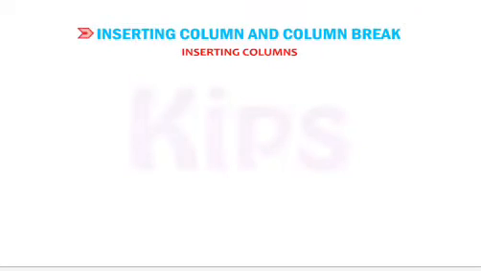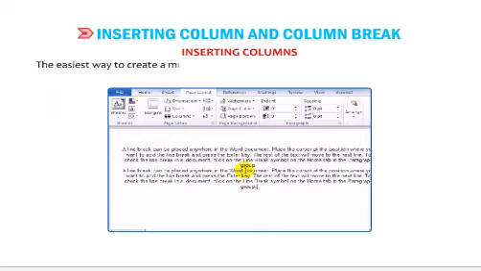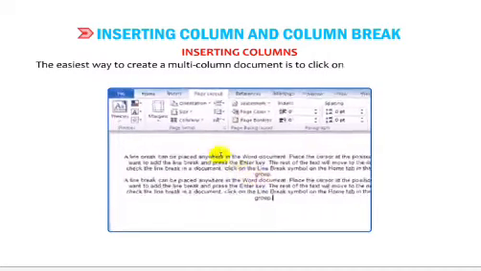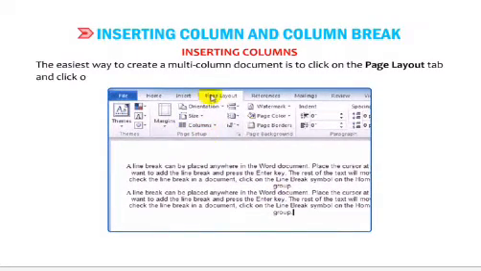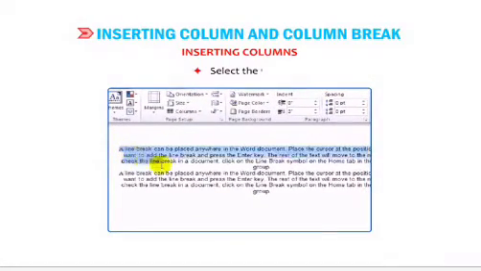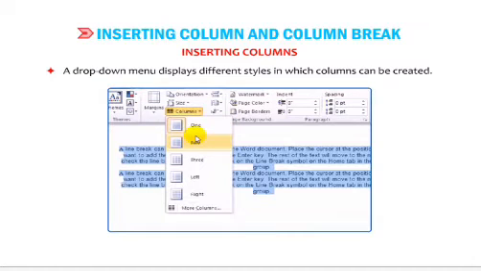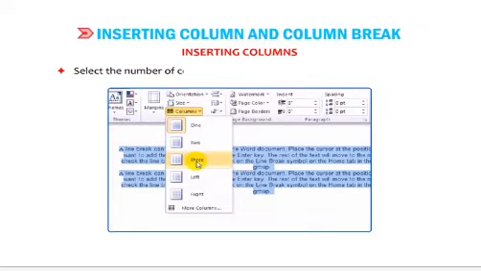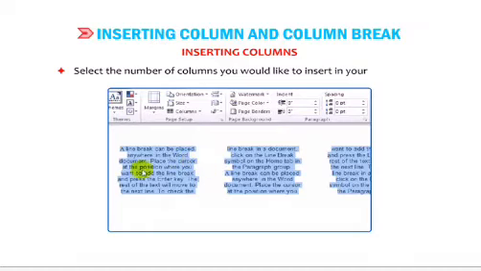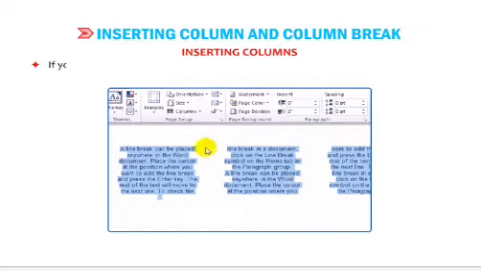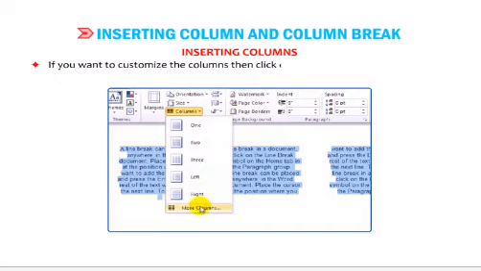Inserting columns. The easiest way to create a multi-column document is to click on the Page Layout tab and click on the Columns button in the Page Setup group. Select the text. Click on the Columns button. A drop-down menu displays different styles in which columns can be created. Select the number of columns you would like to insert in your document. If you want to customize the columns, then click on the More Columns option in the drop-down menu.